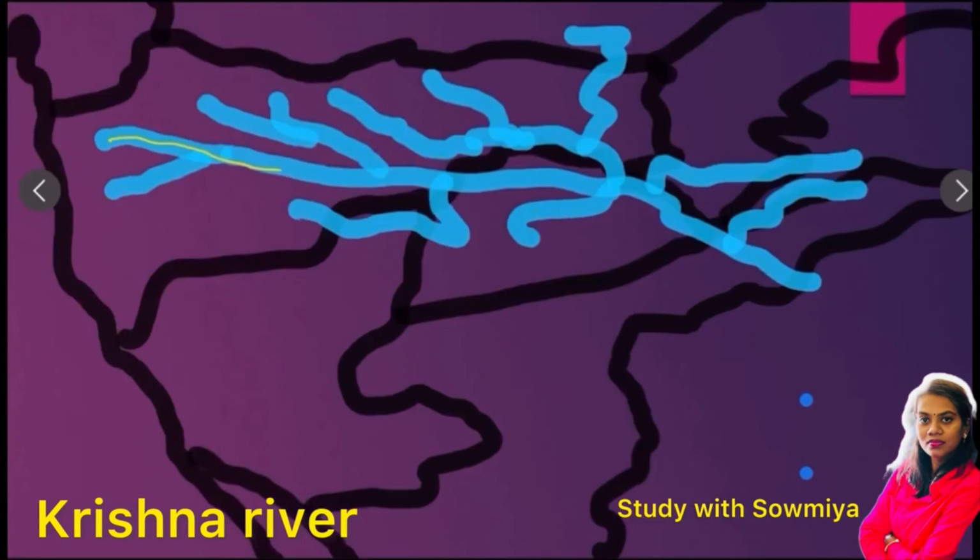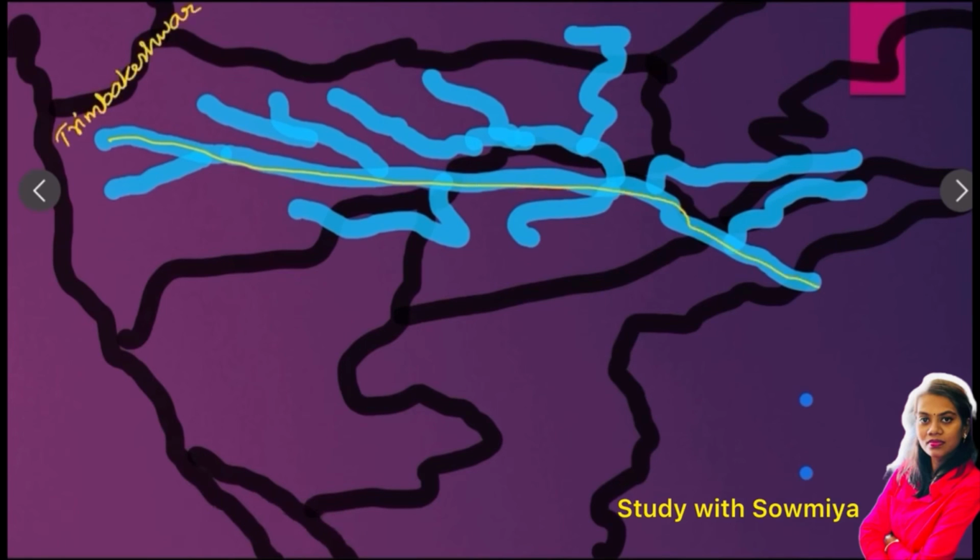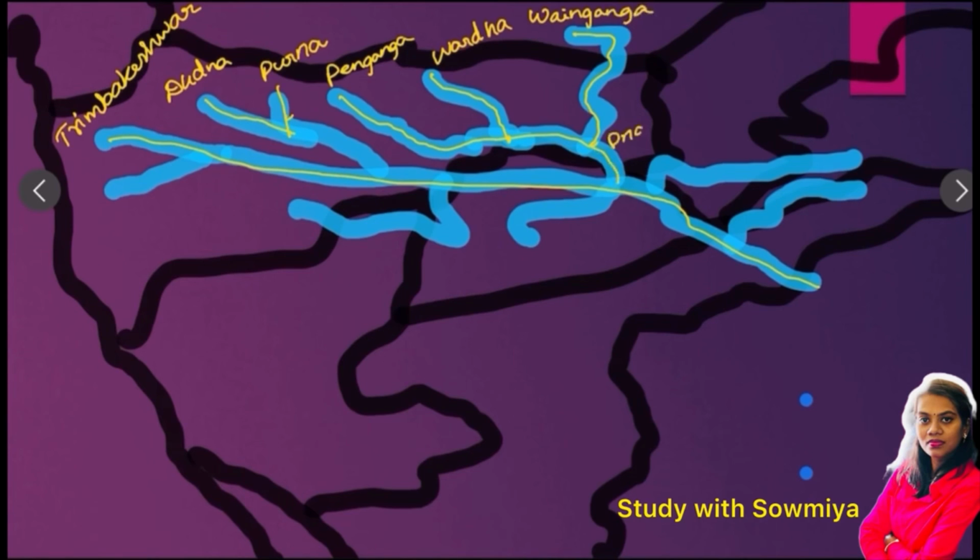Now let's cover the Godavari river system. Godavari river originates from the Trimbakeshwar region of the Western Ghats. Its left bank tributaries are Dudhna, Purna, Penganga, Wardha, Wainganga. Penganga, Wardha, Wainganga join to form Pranhita.